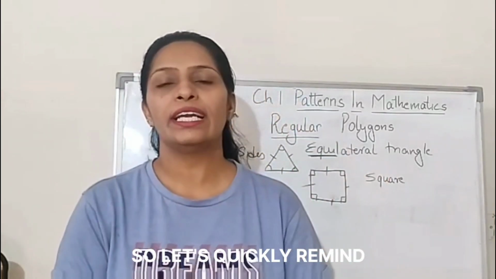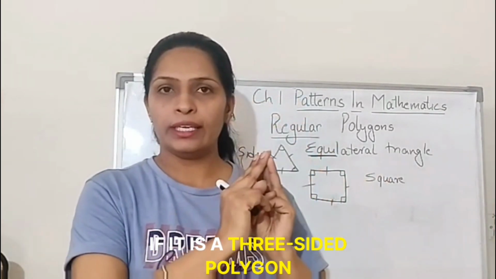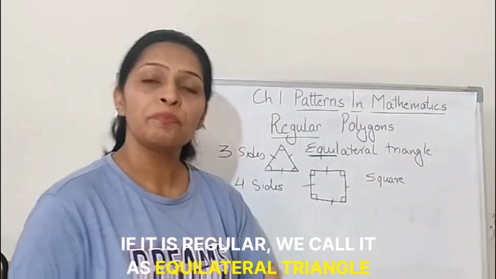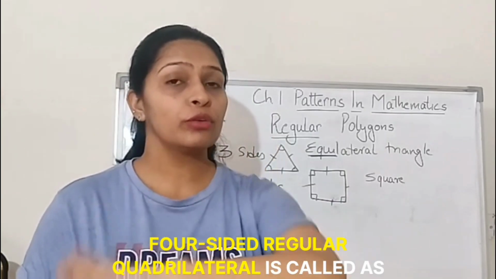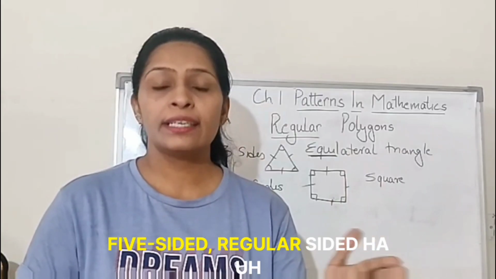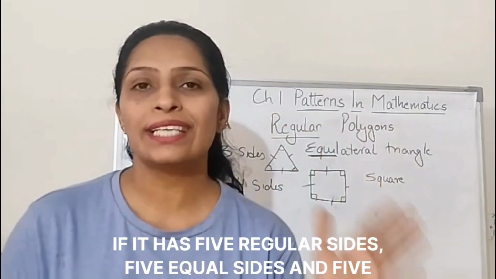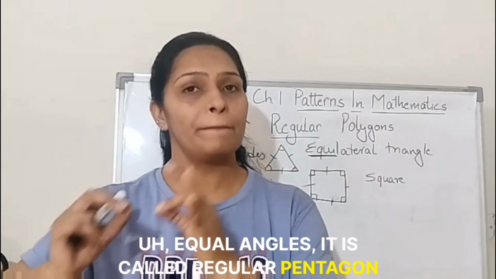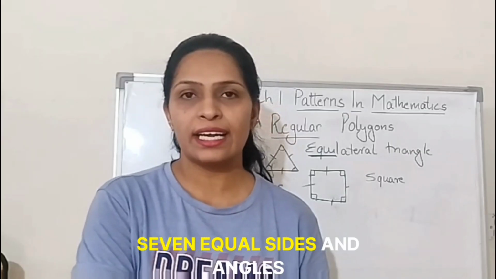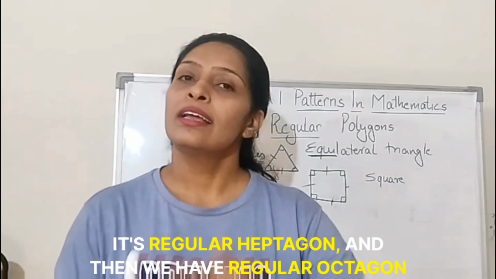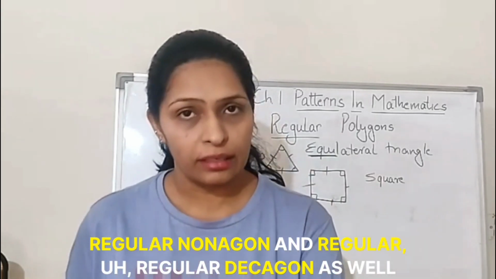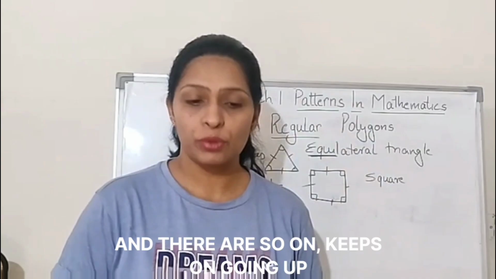So let's quickly rewind. If it is a 3-sided polygon, we call it a triangle, but if it is regular, we call it an equilateral triangle. A 4-sided regular quadrilateral is called a square. If it has 5 equal sides and 5 equal angles, it is called a regular pentagon. 6-sided, it's a regular hexagon. 7 equal sides and angles, it's a regular heptagon. And then we have regular octagon, regular nonagon, and regular decagon as well. And it keeps on going up.